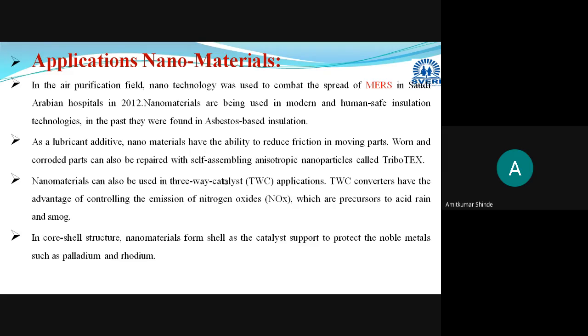Then different kinds of shell structures can also be manufactured. Core shell structures can be manufactured with the help of these nanomaterials, and these core shell structures are used for protecting noble metals like palladium or rhodium. For the protection of these noble metals, you can use a core shell structure, which will be made up of the nanomaterials only.